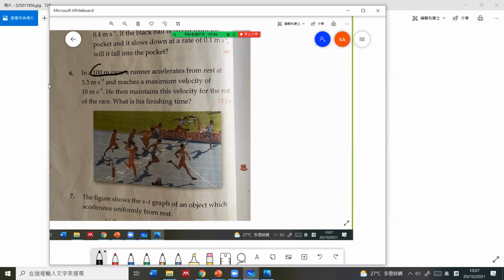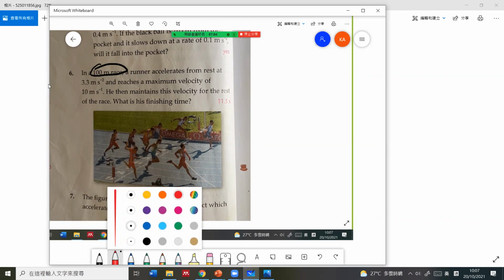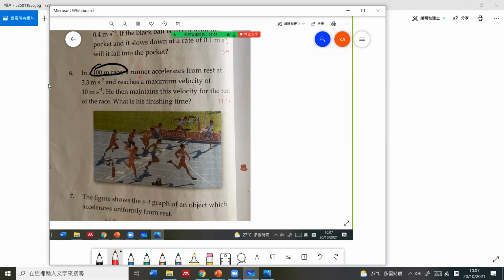In a 100-meter race, you need to travel 100 meters. I want to accelerate from rest at 3.3 meters per second squared. So the displacement is 100 meters, the acceleration is 3.3 meters per second squared, and it reaches a maximum velocity of 10 meters per second.